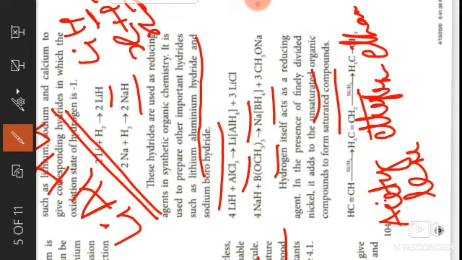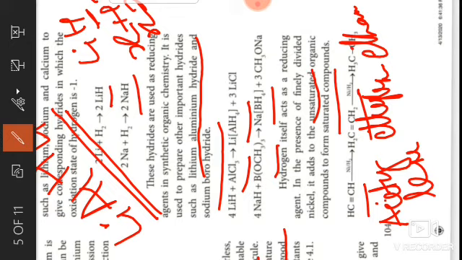What is meant by unsaturated? A compound containing double bonds or triple bonds is called unsaturated. See this compound, the triple bond is there, so it is called unsaturated. Here a double bond is there, so the compound is called unsaturated. Here a single bond is there, so the compound is called saturated.